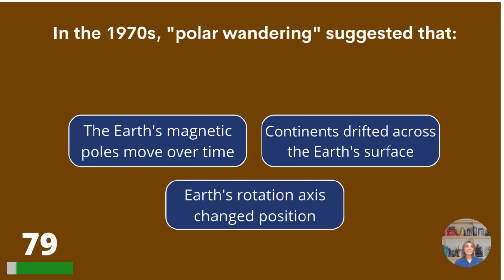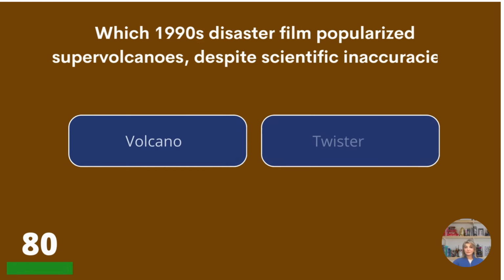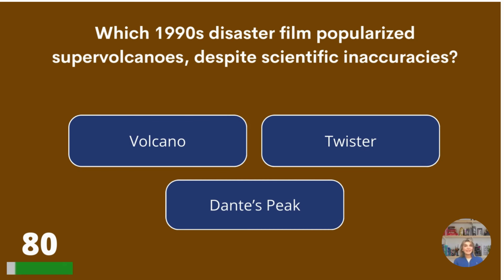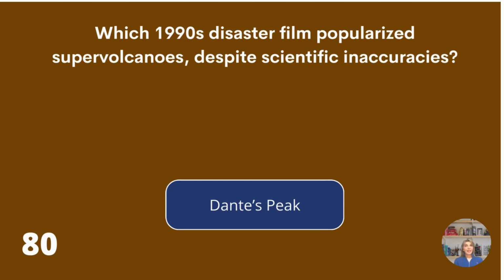In the 1970s, polar wandering suggested that the Earth's magnetic poles move over time. Which 1990s disaster film popularized supervolcanoes despite scientific inaccuracies? Volcano, Twister, or Dante's Peak? Dante's Peak.